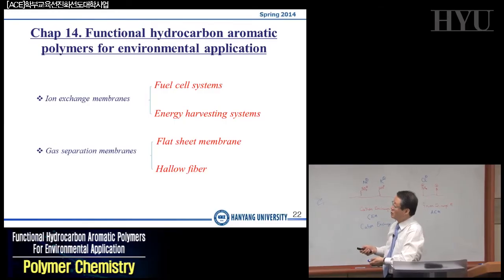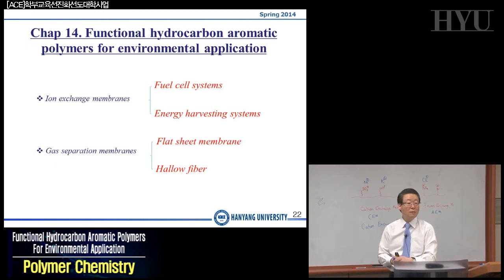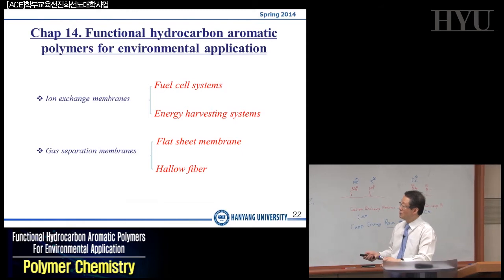You can use those ion exchange membranes in energy systems, such as fuel cell vehicles. So I just wanted to introduce what fuel cell membranes are. Okay, and I'm also going to introduce, if possible, energy harvesting systems using those ion exchange membranes, because you are working on energy. The other area of environmental application of those polymers is gas separation membranes, where I'm measuring, so that I can show you some of those applications.